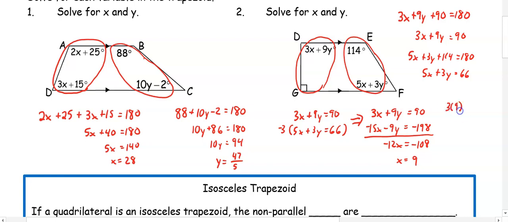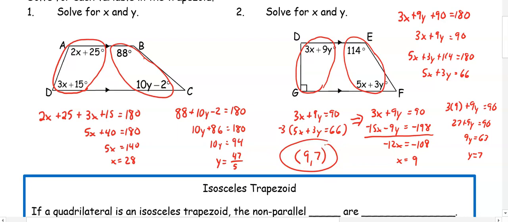Once we know x is 9, we have to substitute to get our other variable. So 3 times 9 plus 9y equals 90. 27 plus 9y equals 90. 9y equals 63. So y is 7. So we would have (9, 7) as our ordered pair.